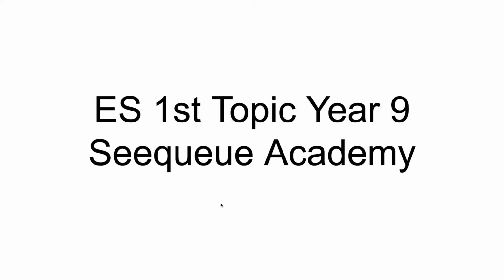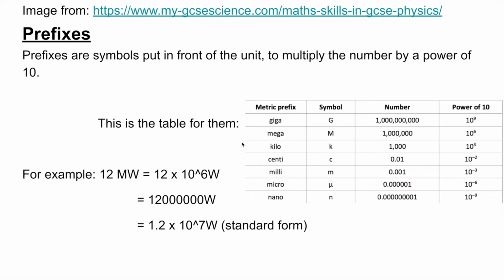Hello all, this video will be explaining the first topic of engineering science for Year 9. Firstly, we need to understand what prefixes do. Prefixes are symbols that you put in front of a unit to multiply the number by a power of 10. They are shown on the table.